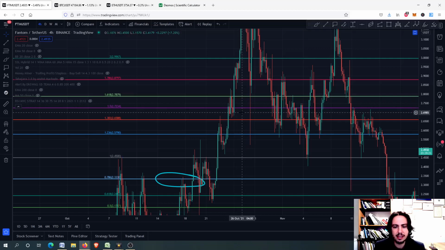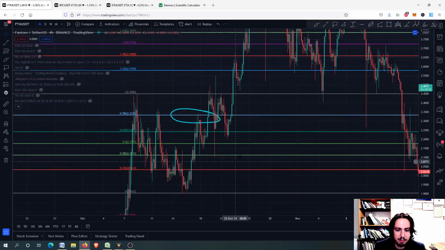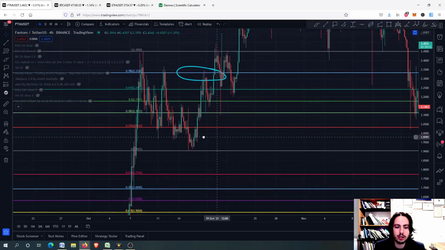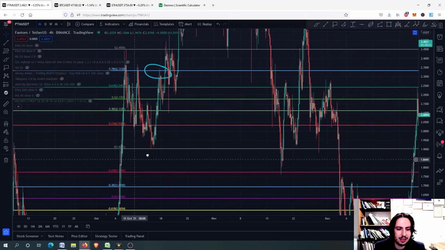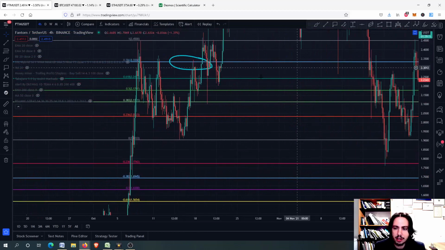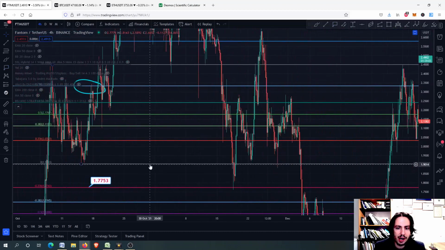So let's continue with the Fibonacci retracements. These are the basic Fibonacci retracements between the 1 and the 0. I have also the minus 0.236. Why do I have that? Because if the asset would go down from the 0, it could possibly find a support level here.